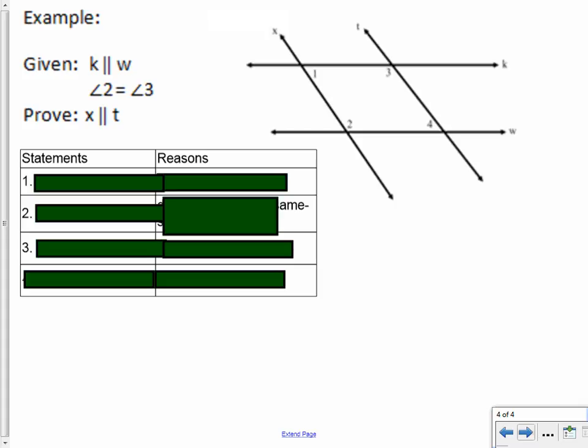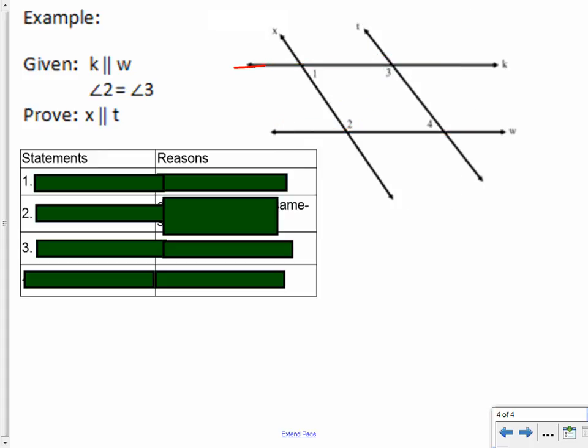All right, now we've got our last big example. This is an example of a proof that we would use with our parallel line information. Okay, so if we were given that line K right here is parallel to W, so I could draw these arrows like this that imply those ones are going to be parallel. We also know, because it's given, that angle 2 is equal to angle 3. Okay, that's all given information. What I'm trying to prove then is that line X is parallel to line T.